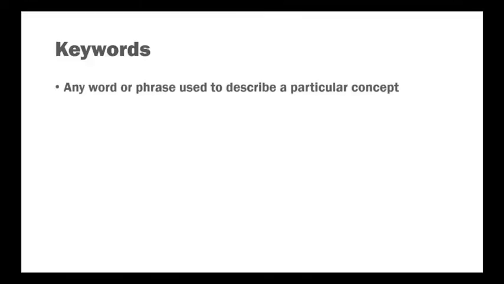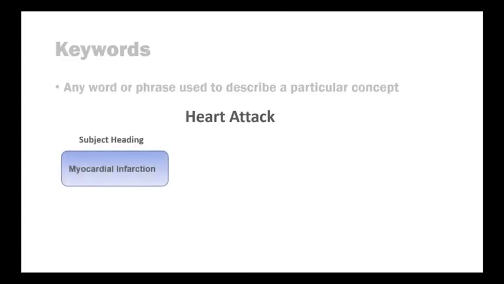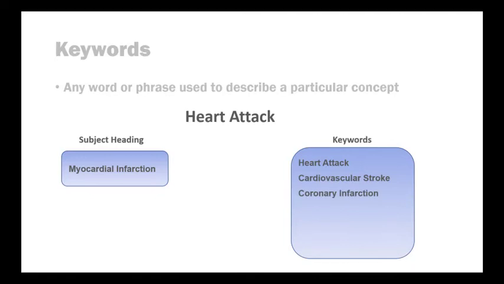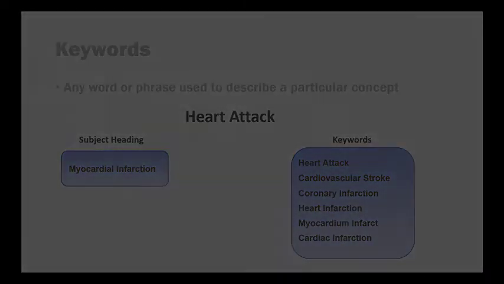So what is a keyword? Keywords are any words or phrases used to describe a particular concept. Unlike subject headings, the list of possible keywords for a particular concept can be quite long. For example, the term heart attack is included under the subject heading of myocardial infarction, but the list of keywords for this concept may include several more terms. That's because keywords represent the common terms and their synonyms that people often use when writing their titles and abstracts.